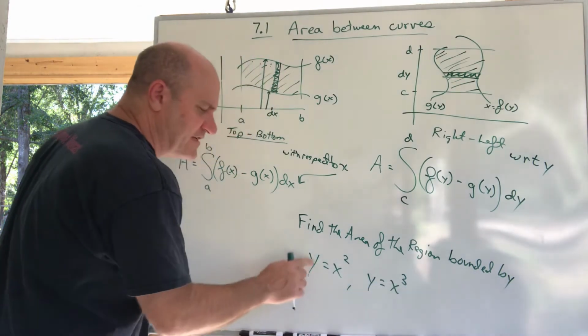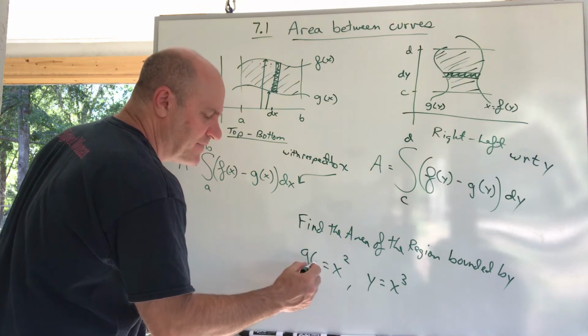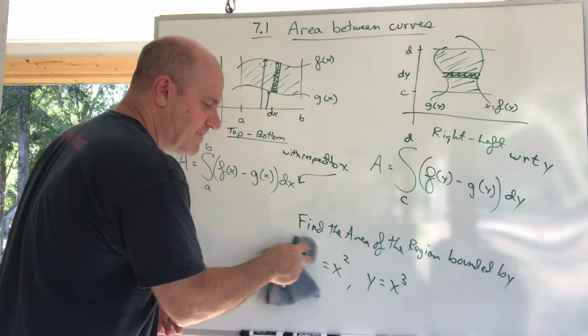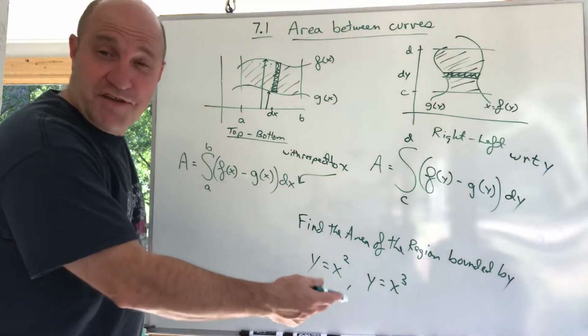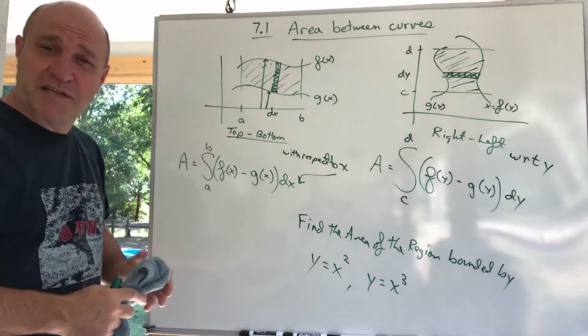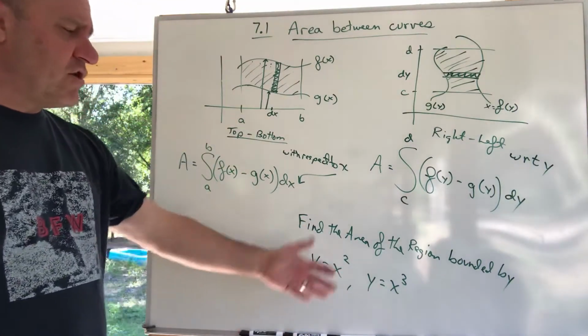I could have called them f of x and g of x like I did with my function notation. That's okay. I don't have to. Y equals x squared, y equals x cubed. So this is a good little problem.